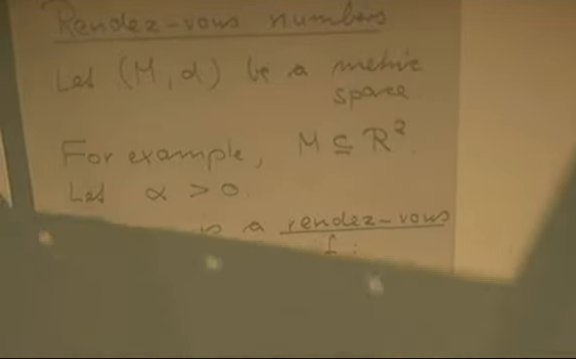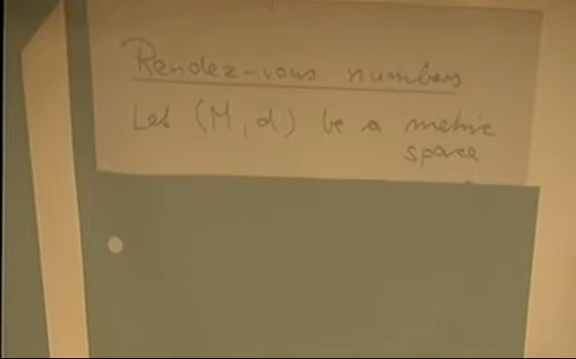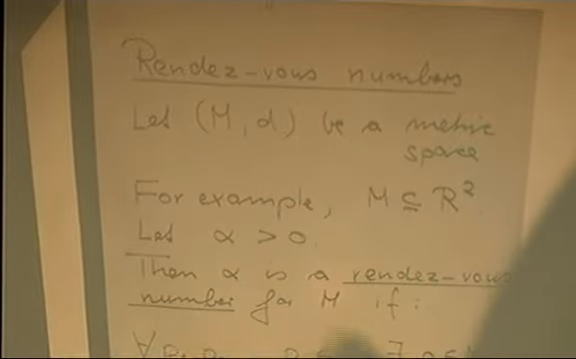Now, rendezvous numbers. What has that to do with von Neumann's min-max theorem? Let's consider a metric space M. Just any metric space, and here is the metric. That's the distance function. And if you don't want to think about a general metric space, you can just think of a subset of the plane, for example. That will be sufficiently interesting.